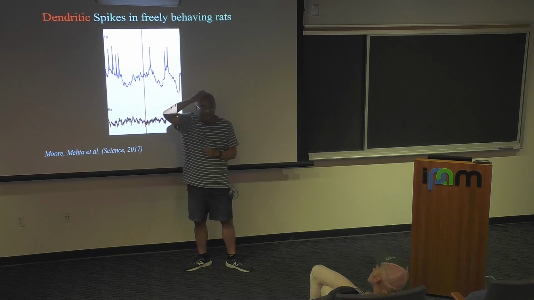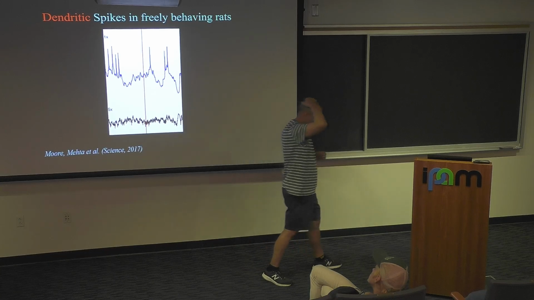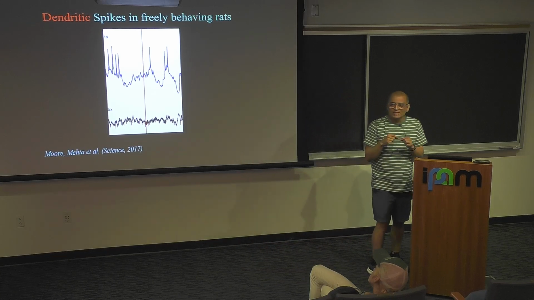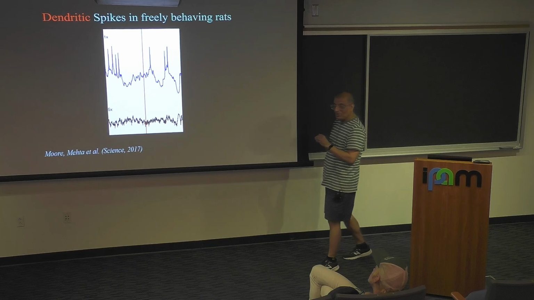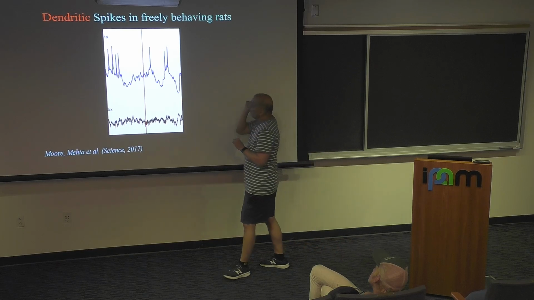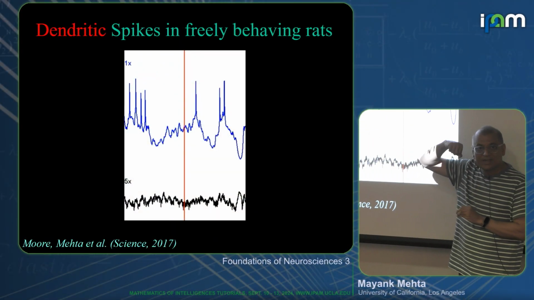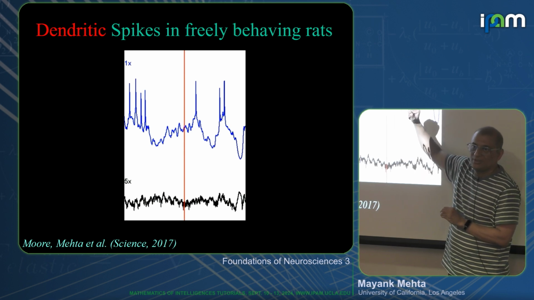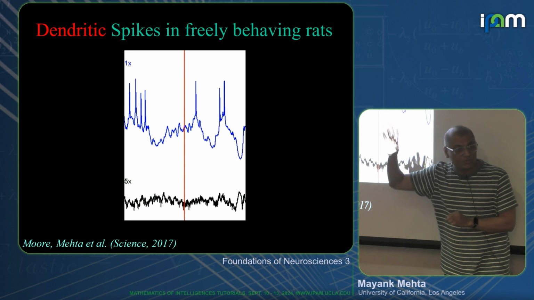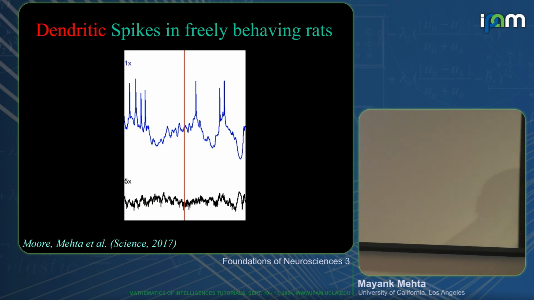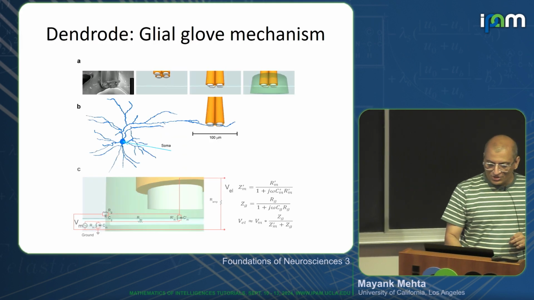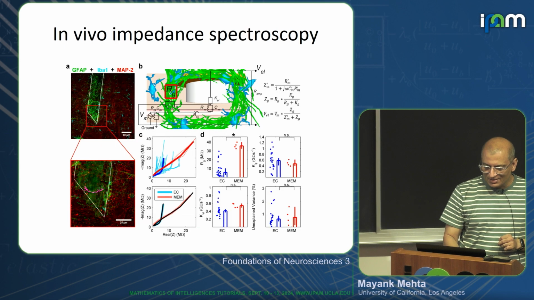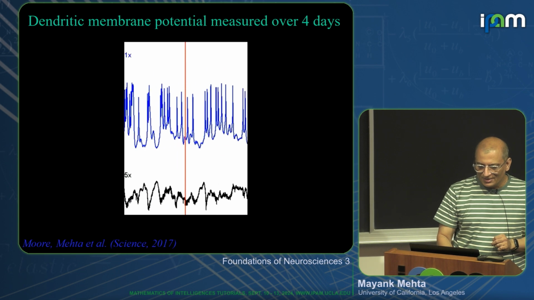So the first thing is, like many people had suspected, what if the spikes are not generated only in the cell body? Maybe spikes can be generated in the dendrites too. And what we found is that's actually true. Dendrites generate a ton of spikes, and they are different from the ones we see. Let me skip these things.